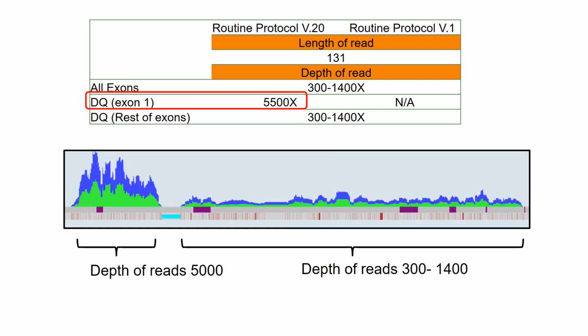And you can see it in this figure, which shows the uniformity of the reads between the exons. You can see that there was a little bit of non-uniformity between the exons, but because the depth of reads is 5000 in exon 1 compared to 300 to 1400 in the other exons, you still have sufficient reads to call the right alleles.